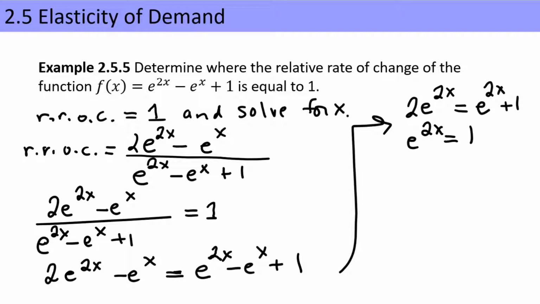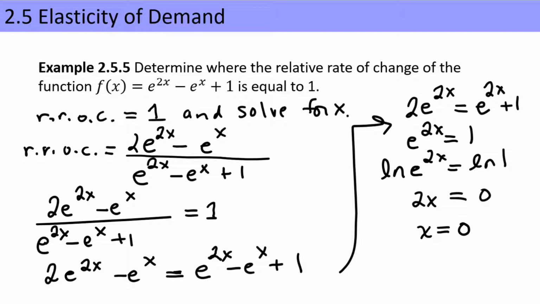Now we will use properties of logs. Taking the natural log of both sides, you will get ln of e to the 2x is equal to ln of 1. The property tells us that ln of e to the power of anything is whatever that power is. The natural log of 1 is 0. And so when you solve for x, divide by 2 on both sides, and the value we get for x is 0.